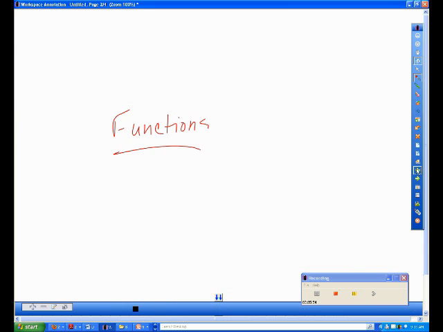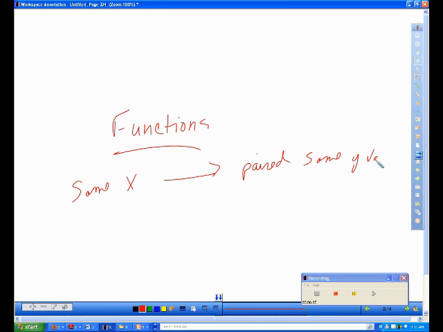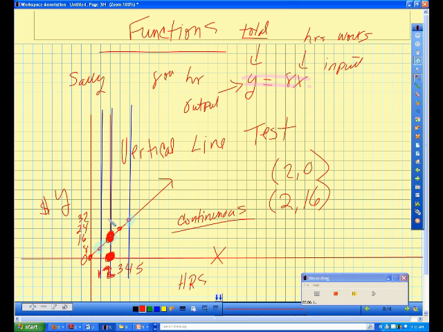Remember that our rule for a function is that if you have the same x values, it always has to be paired with the same y values. And so same x has got to be paired with the same y values. Well, in this case, we've got the same x. We've got two 2's, but this time the 2 is paired with a 0. This time it's paired with a 16.